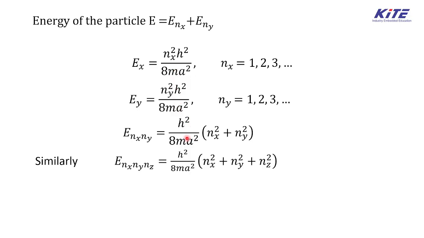So h squared divided by 8m a squared, times nx squared plus ny squared. Similarly, for the three coordinates, the three-dimensional potential box is the same. So E nx, ny, nz is equal to h squared divided by 8m a squared, times nx squared plus ny squared plus nz squared. So this is the energy of the particle.